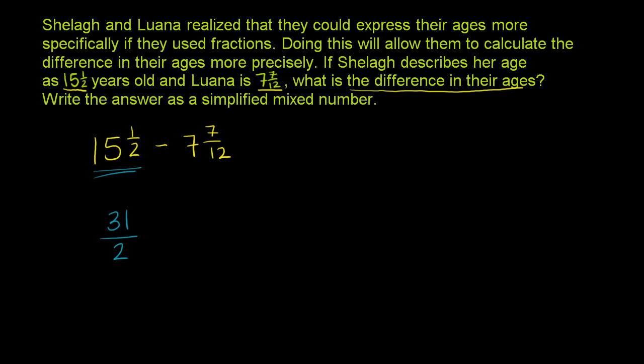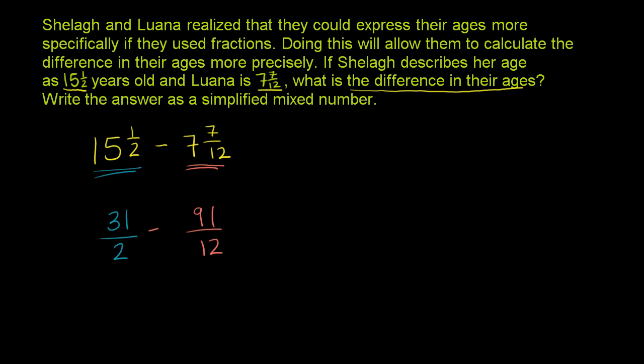So these are equivalent. And then 7 7/12, if we write it as an improper fraction, we're still going to have the minus sign out there. The denominator is 12. 12 times 7 is 84. 84 plus 7 is 91. Did I do that right? 91. Yep, that looks right. 91/12.